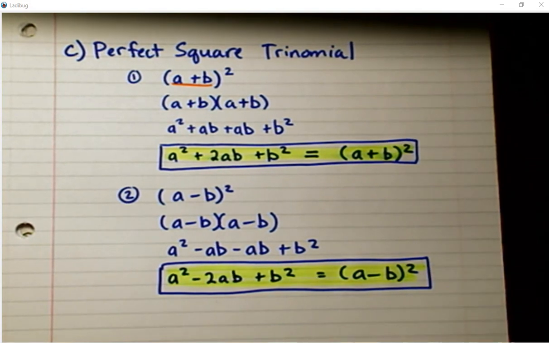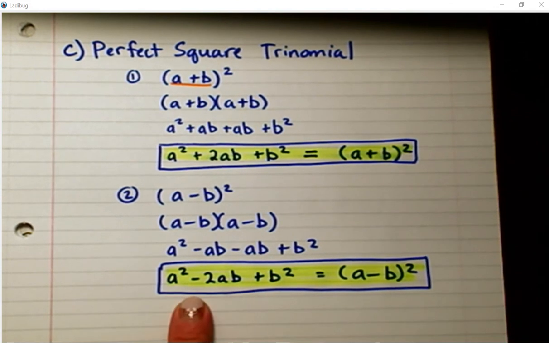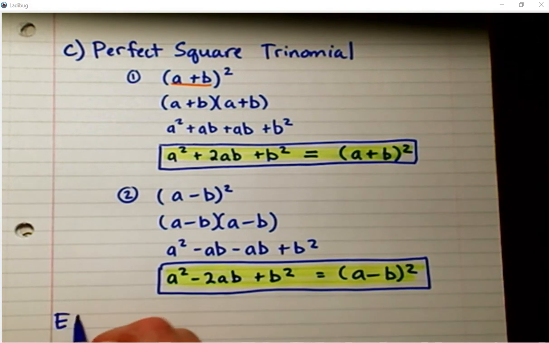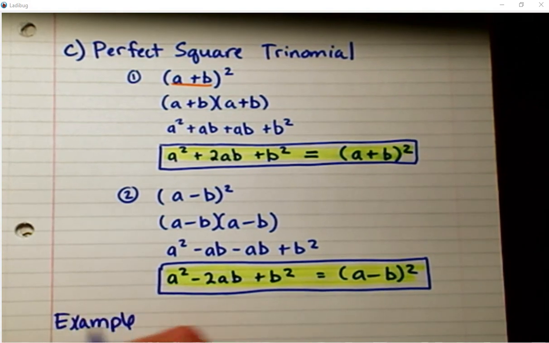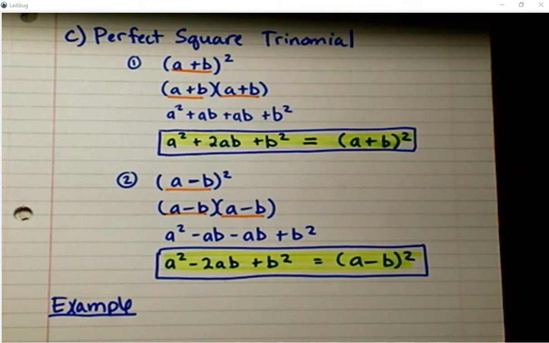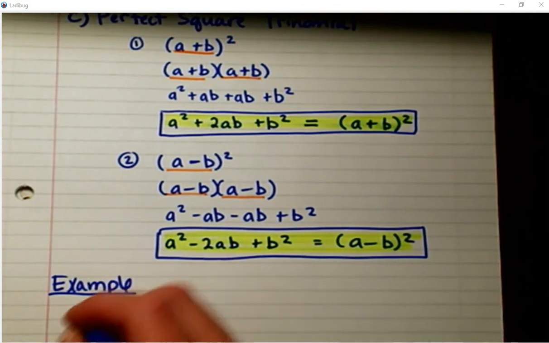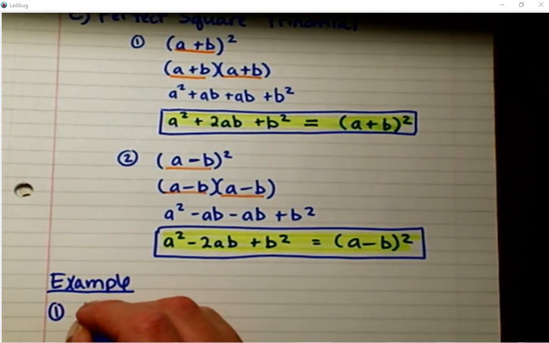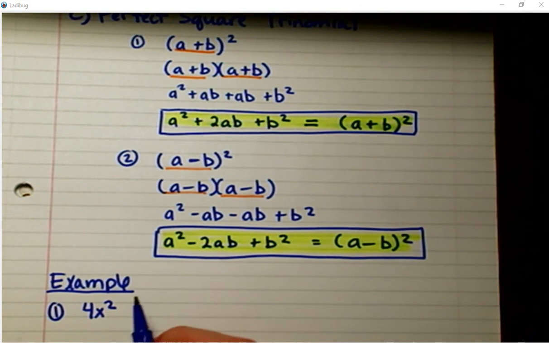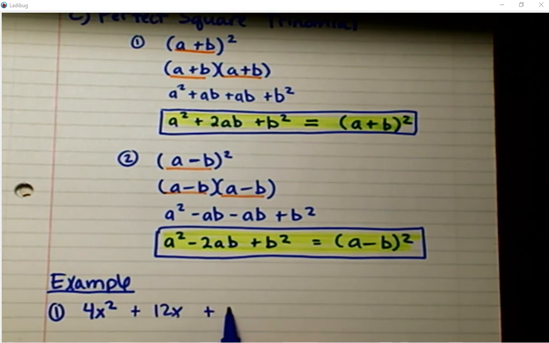9 is a perfect square because it's 3 times 3. This thing is a perfect square because it's a minus b times a minus b. Any perfect square is when you multiply the same two things together. Okay, so let's do our example. Okay. 4x squared plus 12x plus 9.